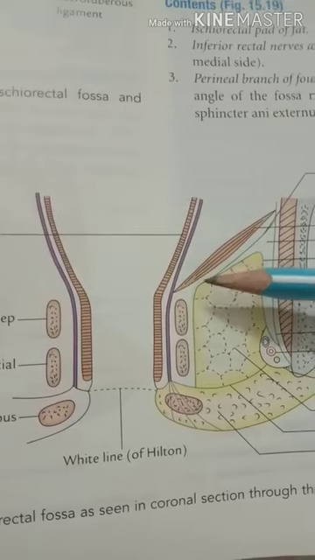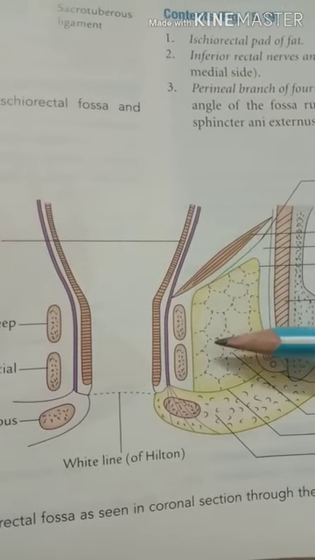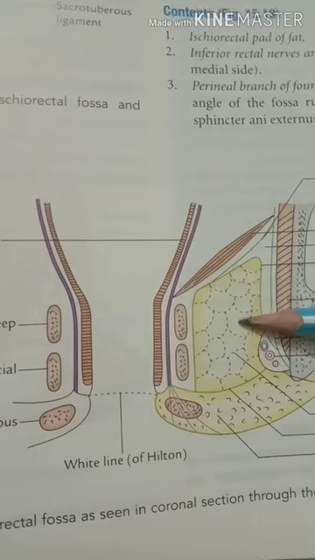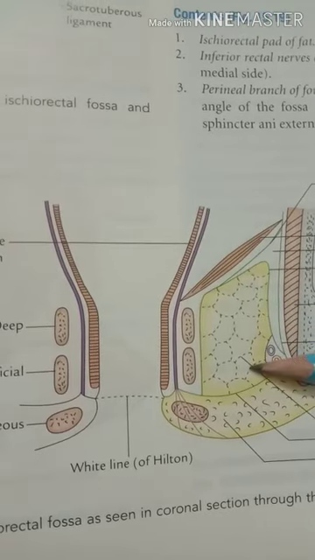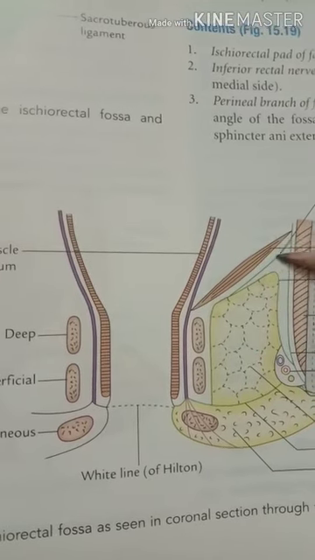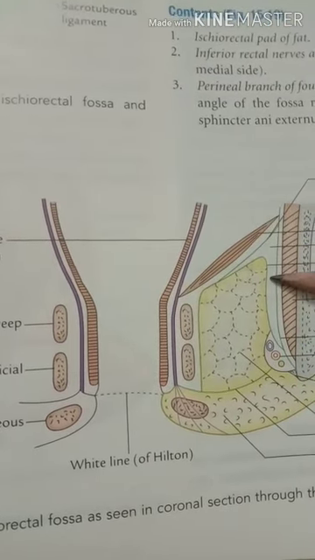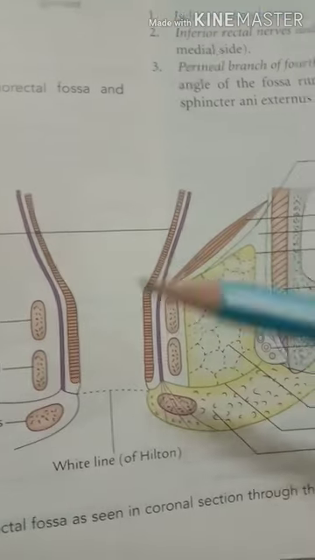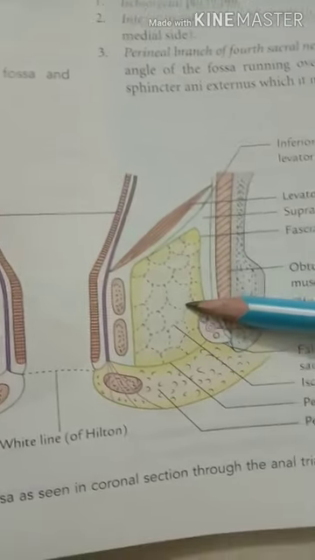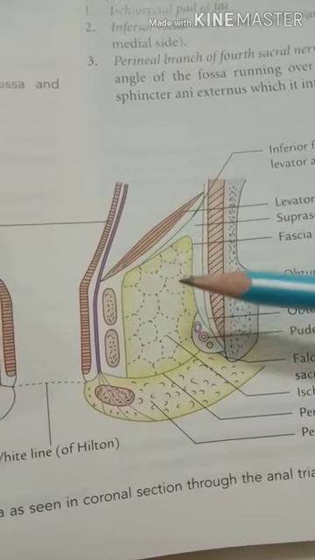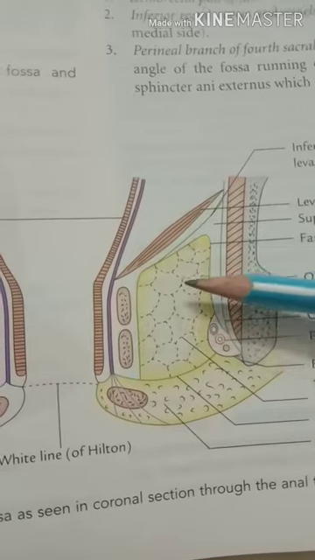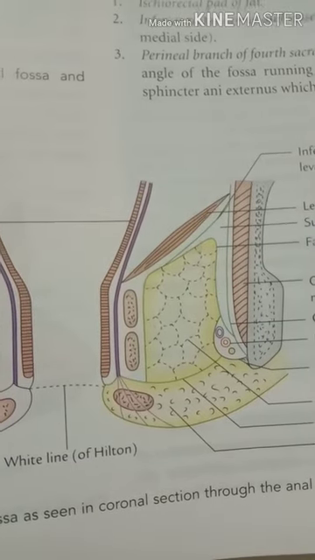Then its base is directed downwards towards the surface and its apex is directed upwards. Here is the base, which goes downwards, and the apex, this one, is directed upward. Then the length antero-posteriorly is 2 inches, the width is 1 inch, and the depth of this ischiorectal fossa is 2 to 2.5 inches. Okay.